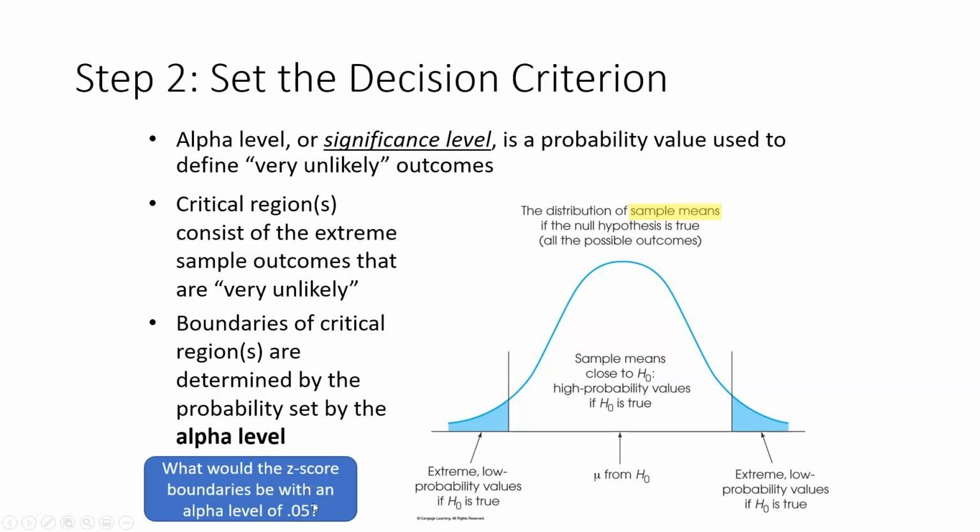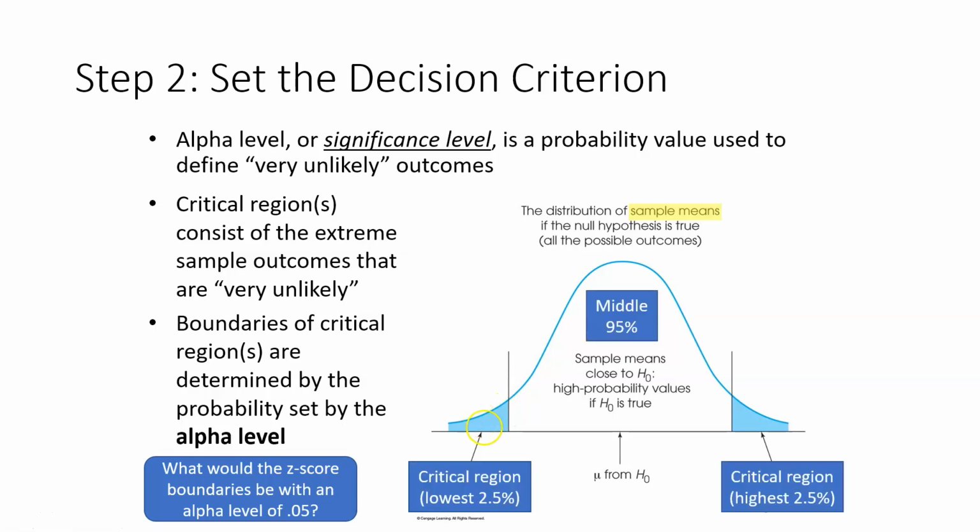If you take a moment and go to your table B.1, you can find the z-scores that are associated with 2.5% in each tail. You should have discovered that the boundaries of the lowest and highest 2.5% were negative 1.96 and positive 1.96. So these boundaries separate the highest and lowest 2.5%.